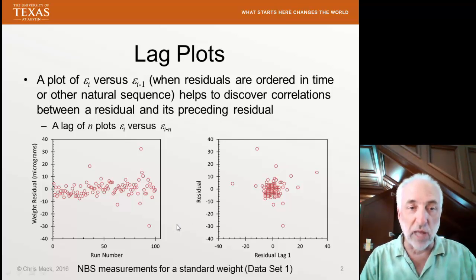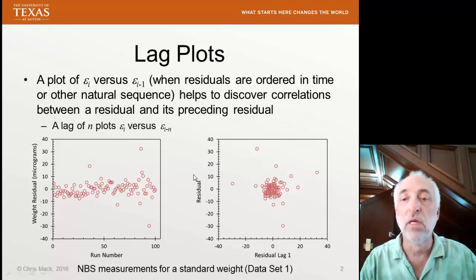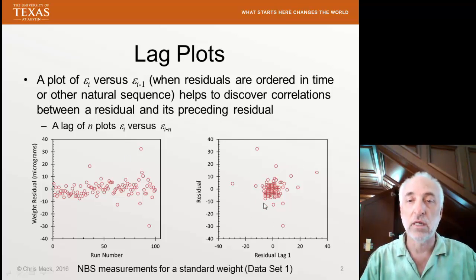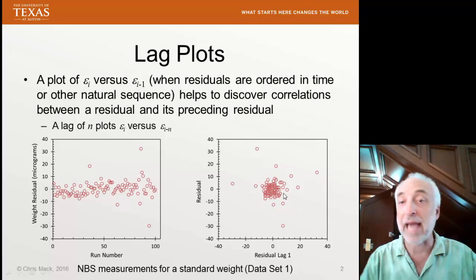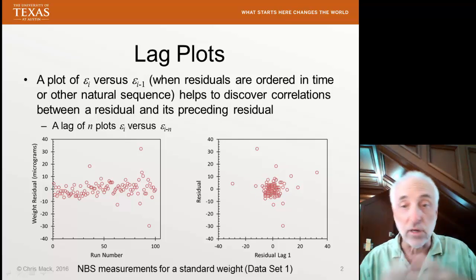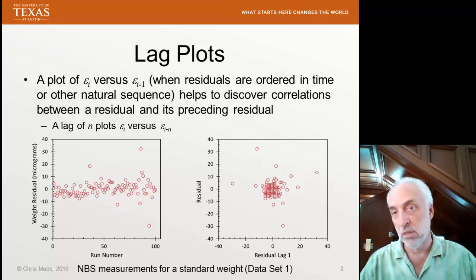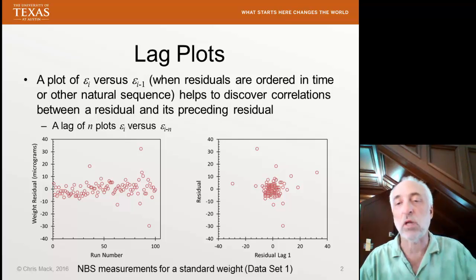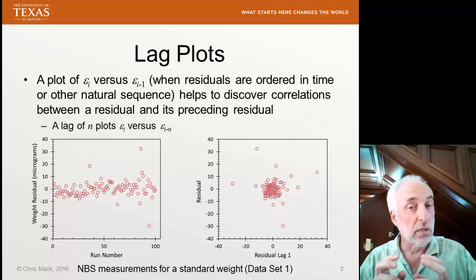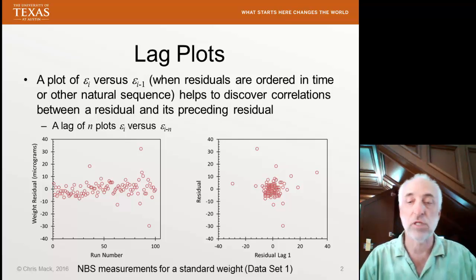So here's a run sequence plot where we show the residuals versus run number. It's sometimes a little hard to interpret that, but if we have that same data plotted in a lag plot, it usually becomes a lot easier. If we have just a random scattering about 0, about the middle, then we don't see any correlation between one residual and the previous residual.